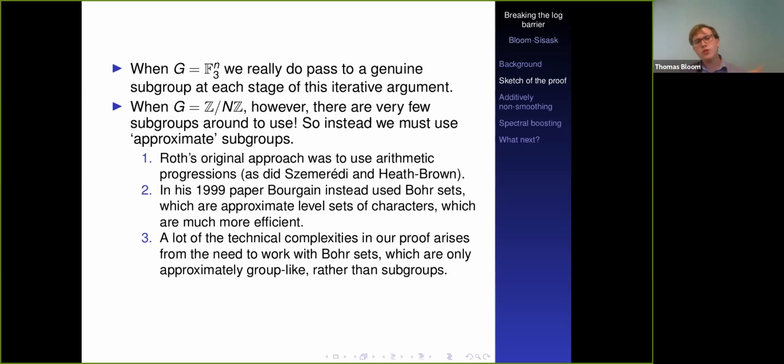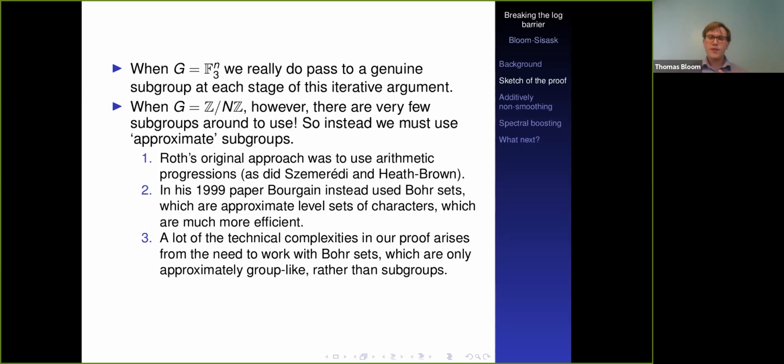And in that approach, the subgroup type objects are arithmetic progressions, right, which are very structured sets. They have small doubling constant, for instance, and they enjoy a lot of the properties that we want. And one of the key advances, as I mentioned before, in Bourgain's 99 paper, is that Bourgain replaced using arithmetic progressions in this kind of iteration with using Bohr sets instead. So I won't give a technical definition of what Bohr sets are. They are approximate level sets of characters, if that combination of words means anything to you. If not, you can think of them as being basically multi-dimensional arithmetic progressions.